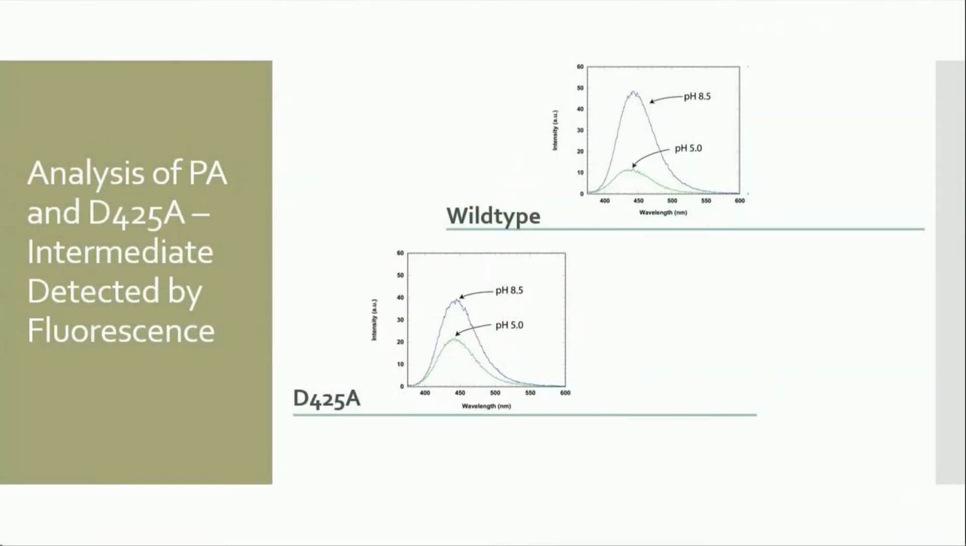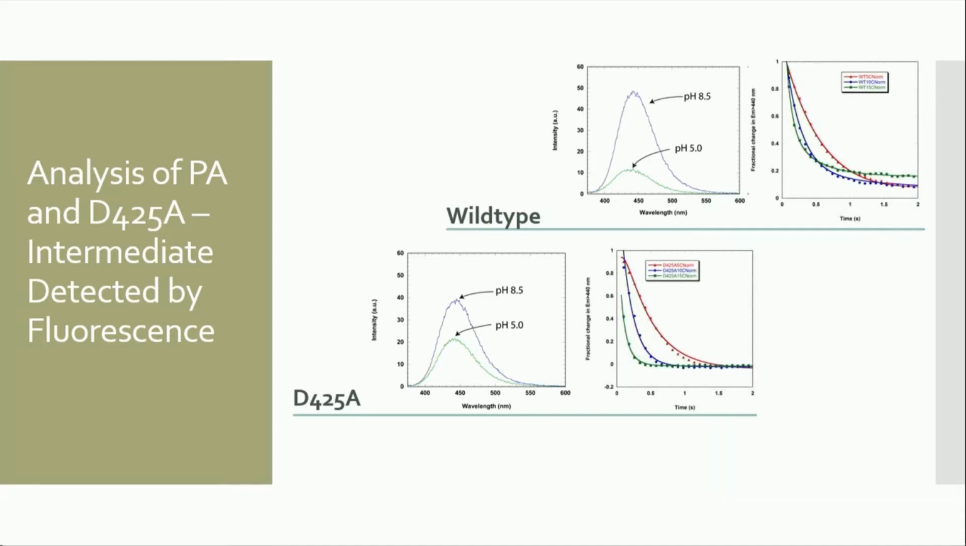What I have found with my previous studies with the labeled protein is that, here we have fluorescence, and we have the wild-type protein on top and the mutant protein on the bottom. And the wild-type protein has a change in fluorescence under acidic conditions, which is expected. And the D425A mutant also experiences some sort of change in fluorescence, which was a bit of a surprise because it's not able to form a pore, but it does experience a similar fluorescence change to that of the wild-type protein.